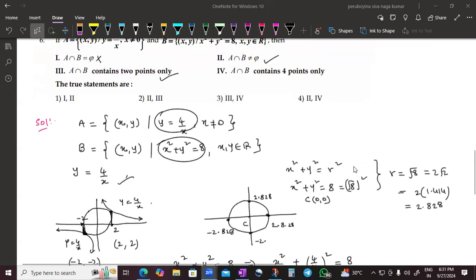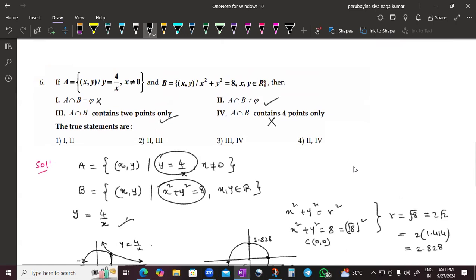So here also it says the same: A intersection B contains 2 points only. A intersection B contains 4 points, it is wrong. So which options are correct? 2 and 3 are correct answers. In this way, you can answer this kind of questions.